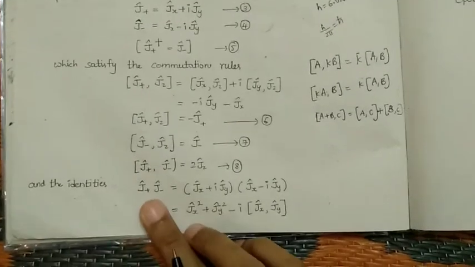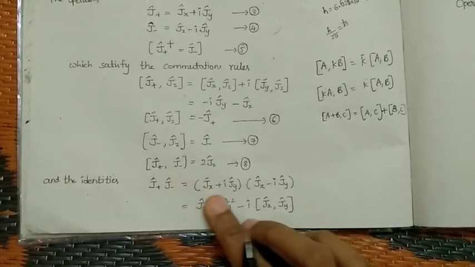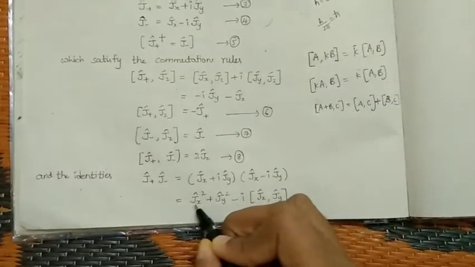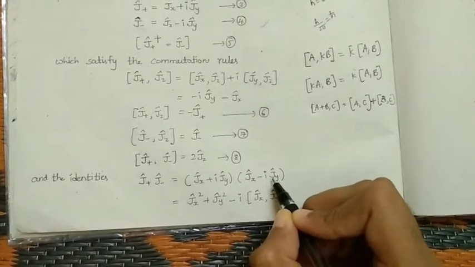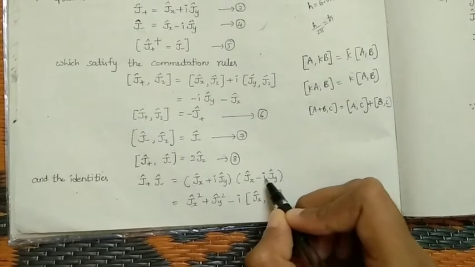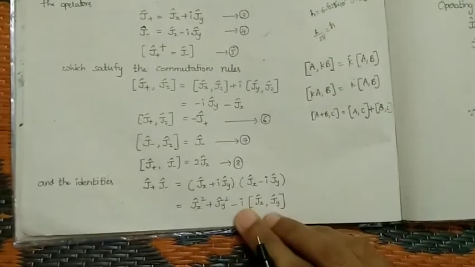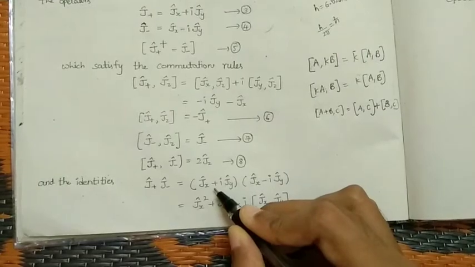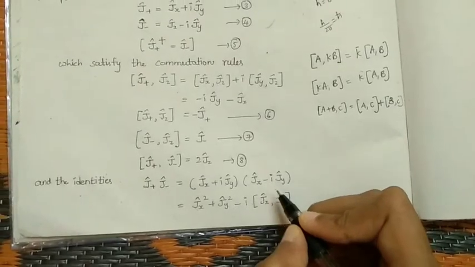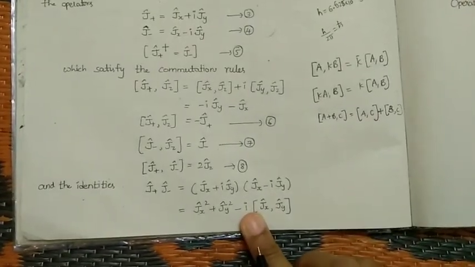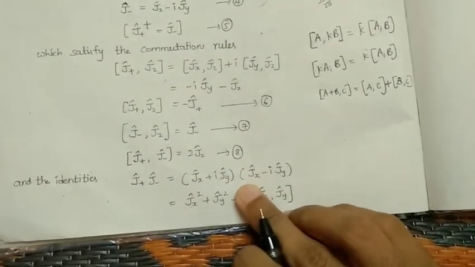We follow the same procedure and identities. Now if we do the product of J plus and J minus, J plus is Jx plus iJy, J minus is Jx minus iJy. Jx into Jx is Jx square, and iJy into minus iJy is minus i square Jy square. I square is nothing but minus 1, so minus into minus gives plus Jy square. And next, Jx into minus iJy is minus i Jx Jy, and another thing is i into Jy Jx, plus i Jy Jx.